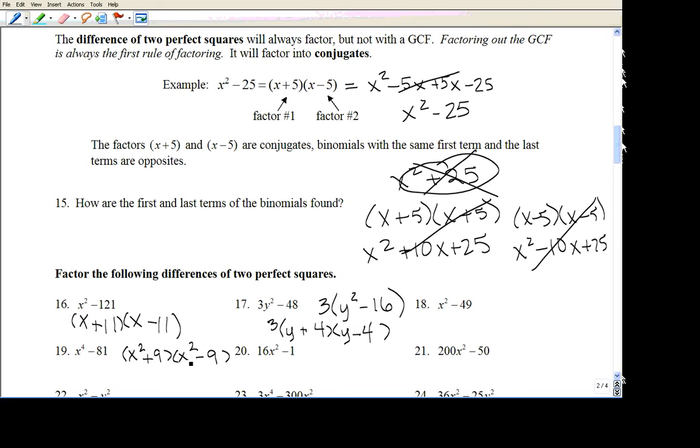But are we done here? No, we're not. Check out this second term, x squared minus 9. That again is a difference of 2 perfect squares, so we need to factor this one more time. So we'll get x squared plus 9 times the square root of x squared is x, square root of 9 is 3, and then the opposite signs. Now that has been factored completely. So we get x squared plus 9, x plus 3, x minus 3.